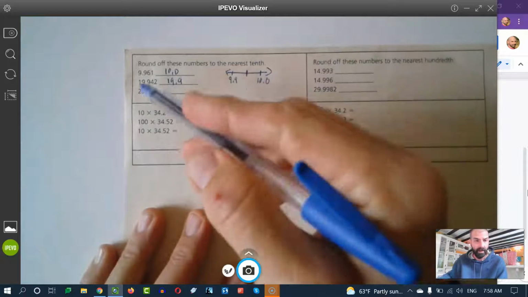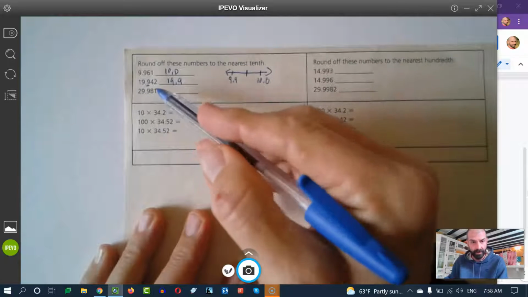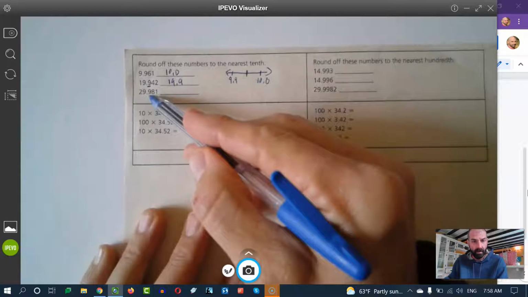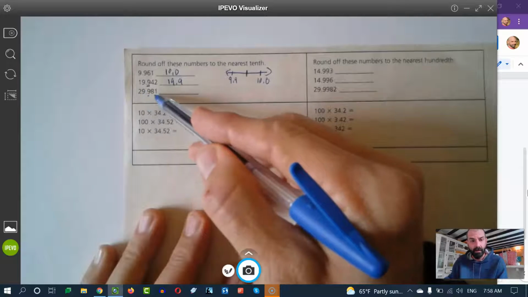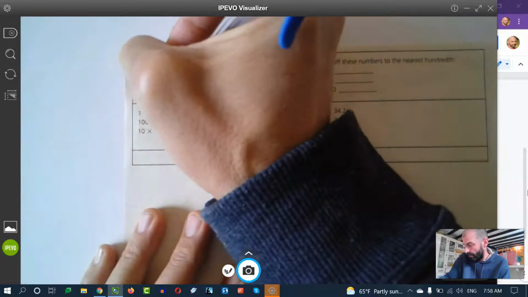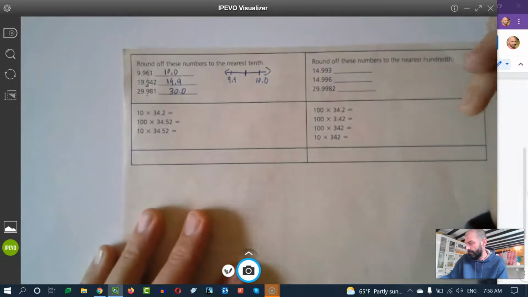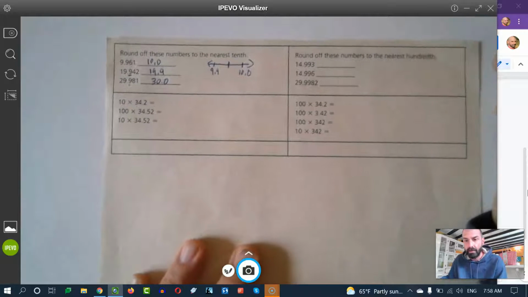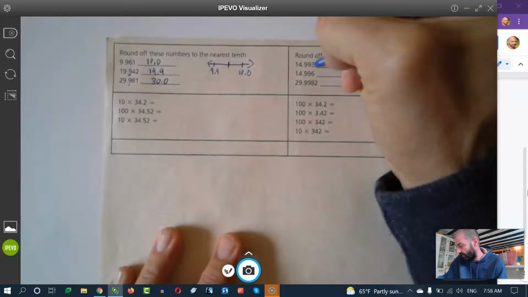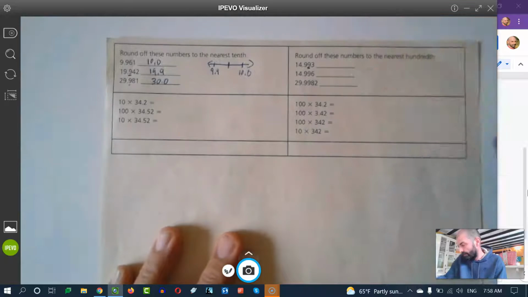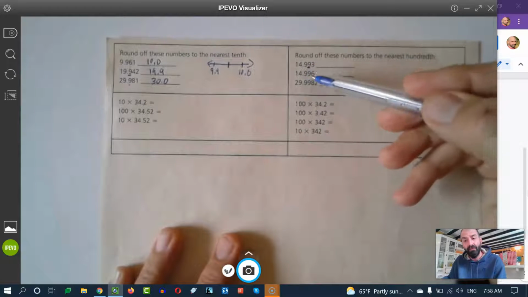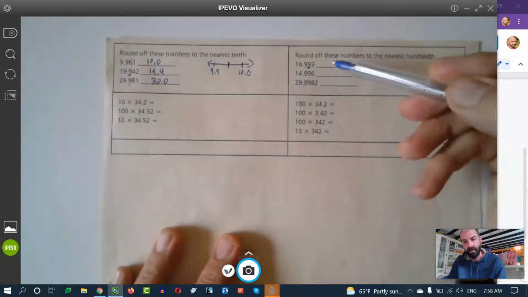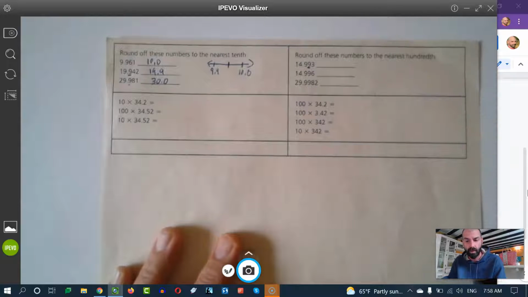Here we have 29 and 981 thousandths. Our tenth is a 9. This is in between 29 and 9/10 and 30, and it is closer to 30 and 0/10. Over here, round off these numbers to the nearest hundredth. So my hundredth is here. So we're in between 14 and 99 hundredths and 15, because that would be the next hundredth, 15.000.